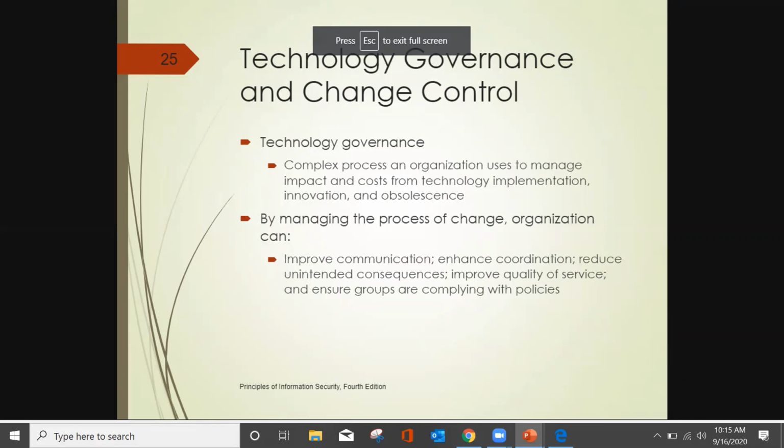And technology governance is used to manage the implementation, right? What are the costs? Where are we standing right now on the technological ladder? Are we like Apple, for example? Take Apple. How Apple governs the technology.